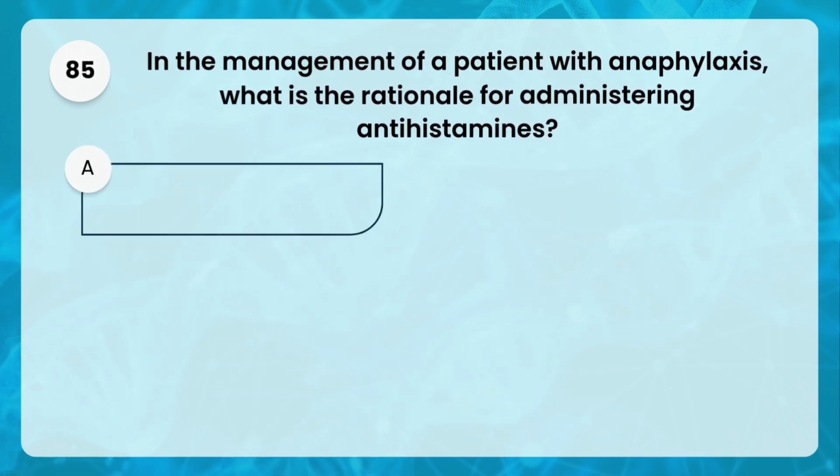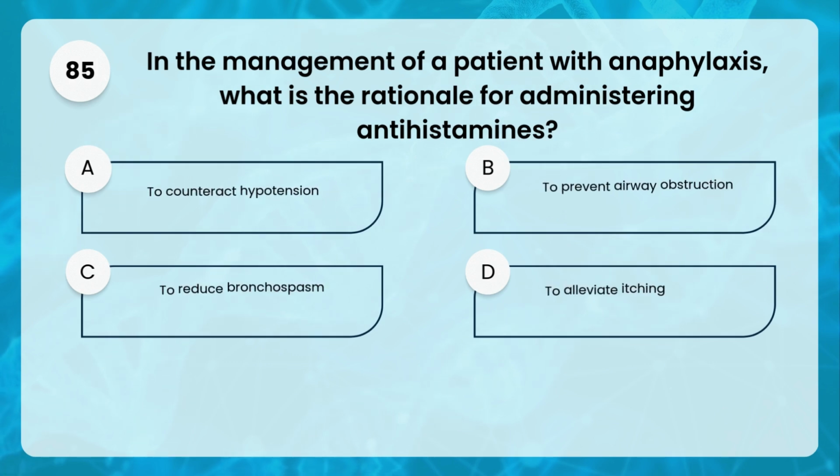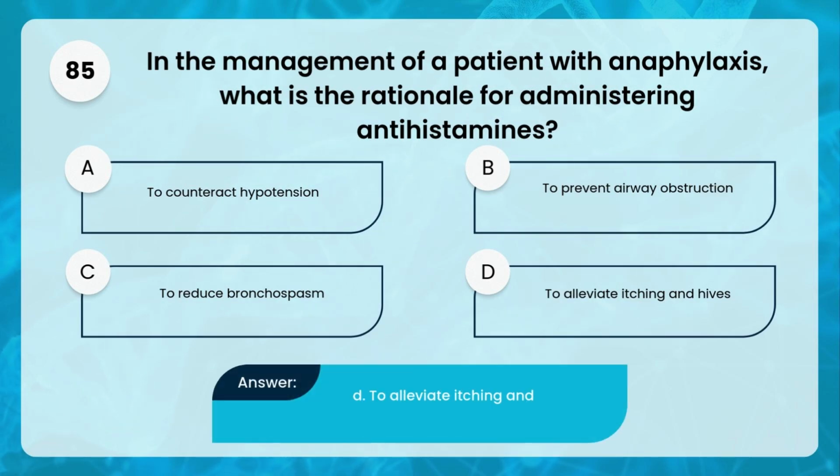85. In the management of a patient with anaphylaxis, what is the rationale for administering antihistamines? A. To counteract hypotension. B. To prevent airway obstruction. C. To reduce bronchospasm. D. To alleviate itching and hives. The answer is D. To alleviate itching and hives.